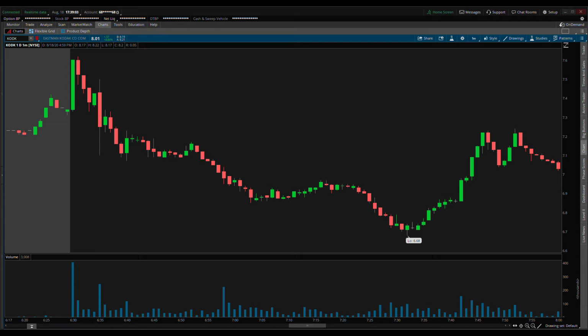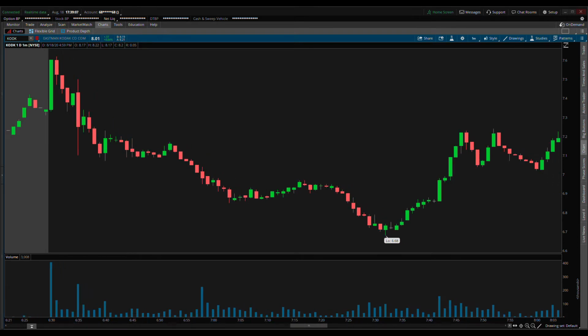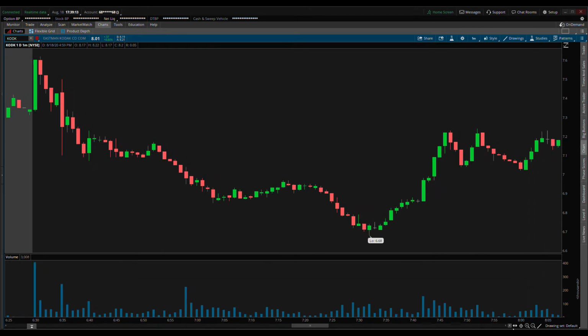One of my favorite patterns and one of the most well-known patterns is a bull flag. So looking at Kodak, we're going to be looking all the way to the right here as I keep moving it forward.